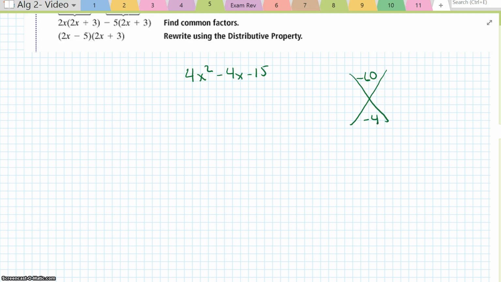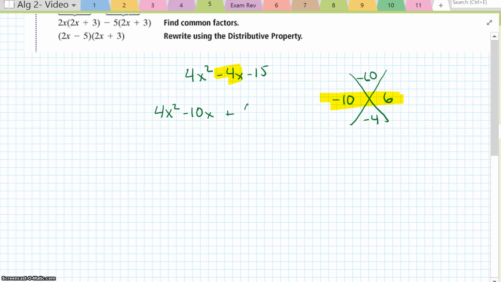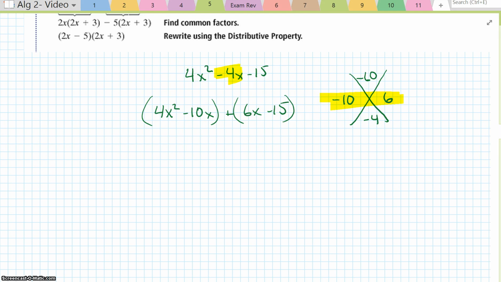Okay? Well, let's think about that. Negative 10 times 6 gives me negative 60. If you add those together, you get negative 4. So again, since my a value is not 1, we're going to replace that negative 4x with these two terms. So I'm going to write 4x squared minus 10x plus 6x minus 15. Okay, let's group these two sets of terms. What can I factor out of the first one? It looks like I can factor out a 2x. When I do that, I'm going to get 2x minus 5.